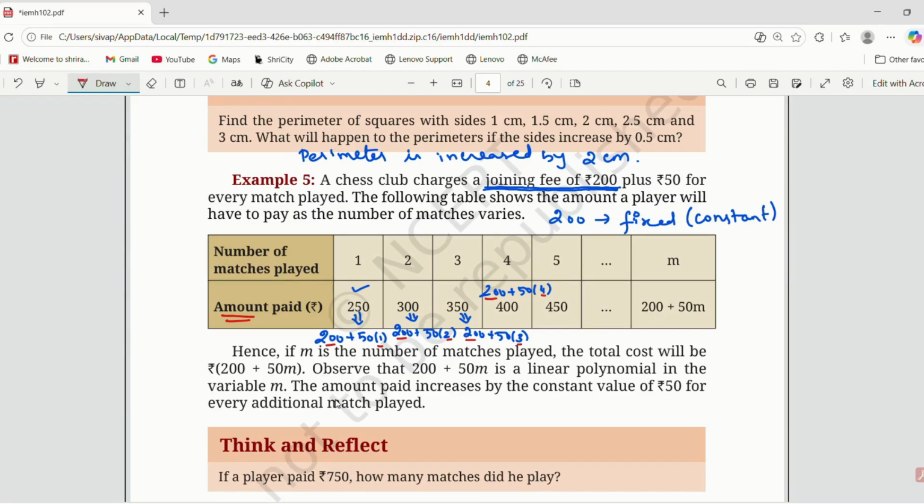So here for M matches, as we know, if it is 4 matches, it is 50 into 4 plus 200. For 5 matches, it is 50 into 5 plus 200. For M matches, it is 50 into M plus 200. So this is the pattern.